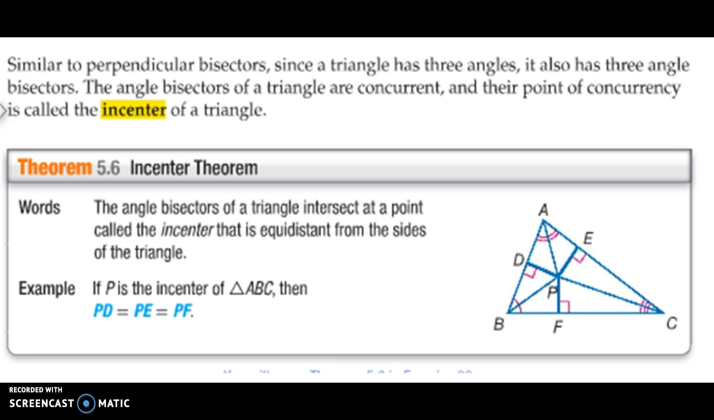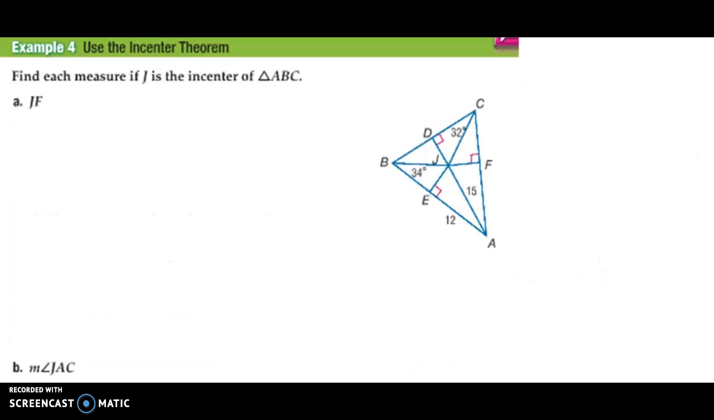So just like we had the circumcenter where all of the perpendicular bisectors met, where all the angle bisectors meet is called the incenter. So this point right here is called the incenter. And what it says then is the length from D to P, the length from F to P, and the length from E to P are all going to be the same. So now it's not from the vertices of the triangle, it's from the sides of the triangle. That's where the incenter all meets.